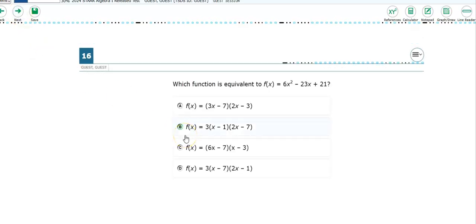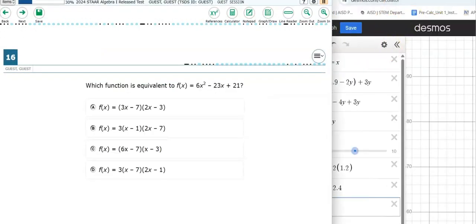Okay, which function is equivalent to that? Ooh, boy. So that is a factoring question. That's a pretty challenging one. So I'm gonna go to Desmos to kind of make some sense of this.